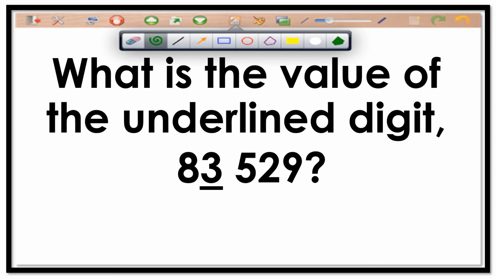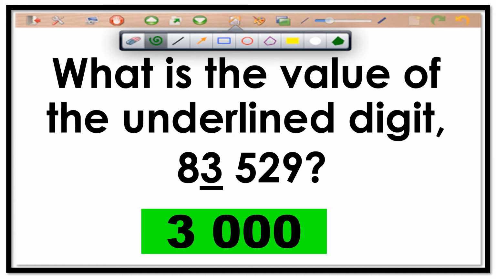What is the value of the underlined digit? 83,529. So, ang naka-underline natin ay 3. Ano daw ang value? Halaga. So, again, let's have the place value mula sa kanan. Ones, simulan kay 9, tens, hundreds, thousands. So, si 3 ay nasa thousands place value. Therefore, the value of 3 is 3,000. Good job, children.